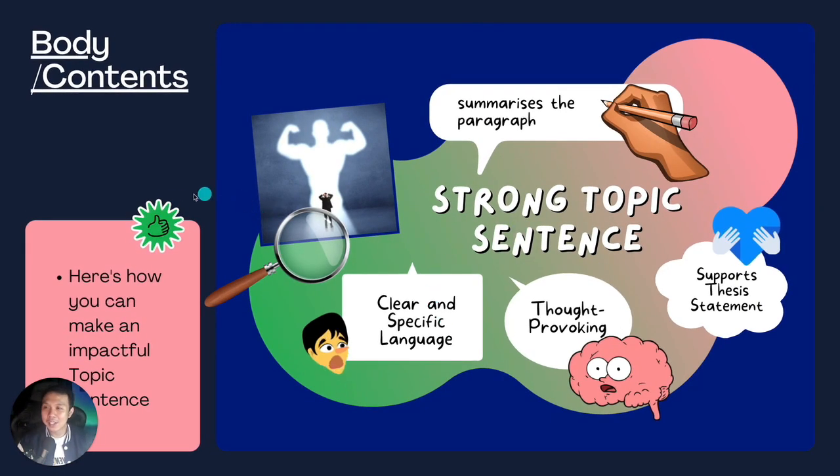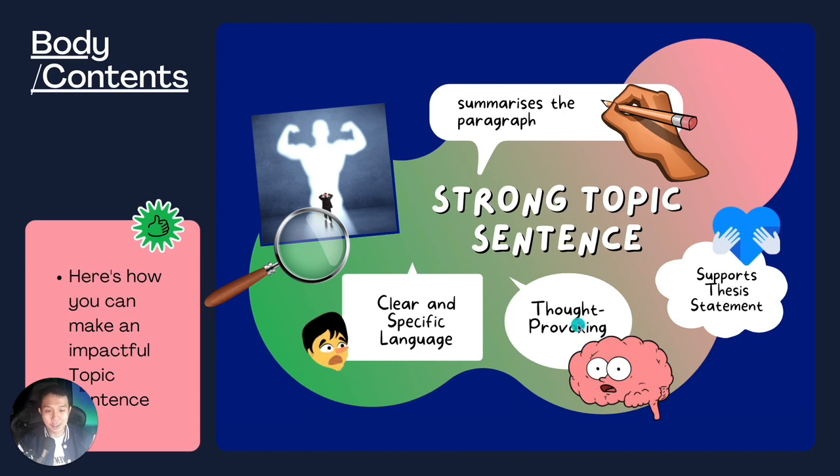Alright, so here the body or the contents. Here's how you can make an impactful topic sentence. How you want to do it? So here you need to summarize the paragraph. Summarize the paragraph, like I said, you can use your mini conclusion, hence, therefore, so on and so forth. You need to be clear and specific. You cannot beat around the bush. Make sure you give facts and facts only.